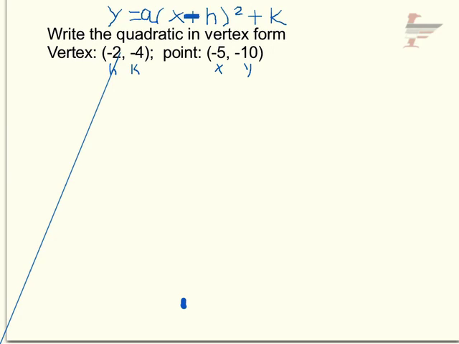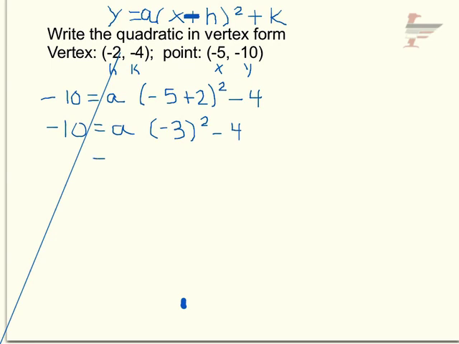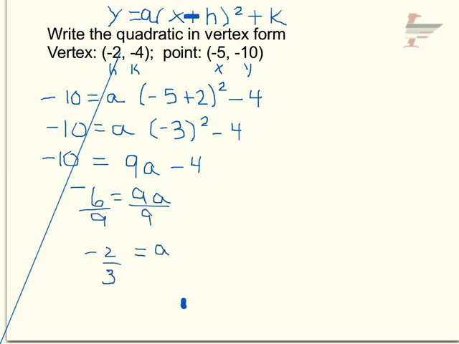So if I plug everything in, y is negative 10, and x is negative 5, minus a negative 2 is plus 2, and don't forget to square that, and then minus 4 because k is 4. If I simplify everything, negative 5 plus 2 is negative 3, and negative 3 squared is 9. And if I add 4 to the other side, I'll get a negative 6, and divide by 9, so I see that a is negative 2/3.